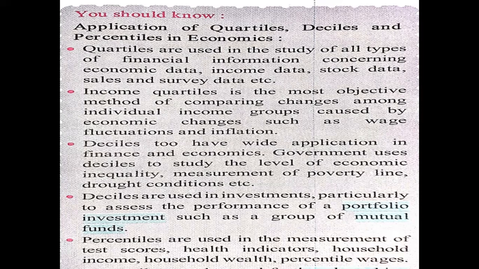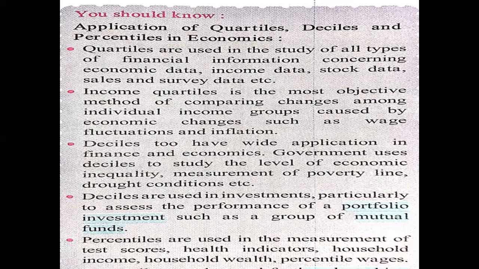Income quartile is the most objective method of comparing the changes among individual income groups caused by economic changes such as wage fluctuations and inflation. Inflation means what? A continuous rise in prices is called inflation. So the government tries to control the period of inflation.